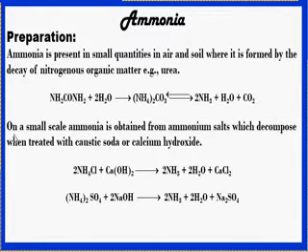Preparation number 2. On a small scale, ammonia is obtained from ammonium salts. So here we have the ammonium salts NH4Cl or (NH4)2SO4, which decompose when treated with caustic soda, that is NaOH, or calcium hydroxide to give you ammonia.